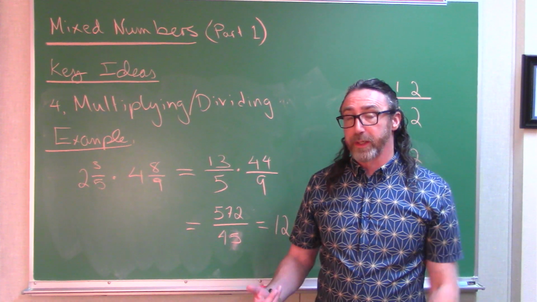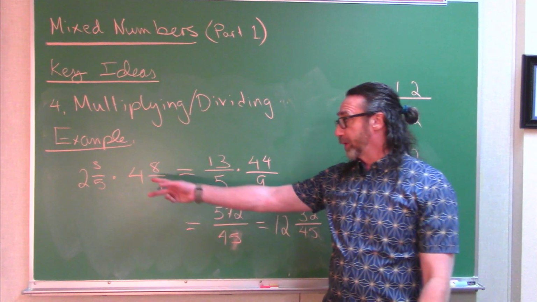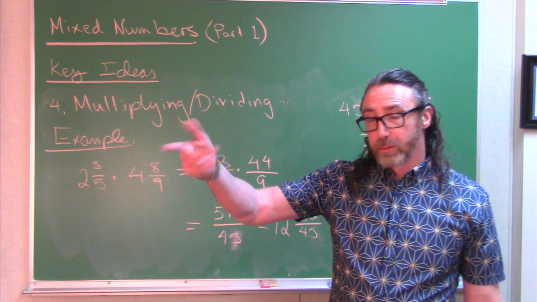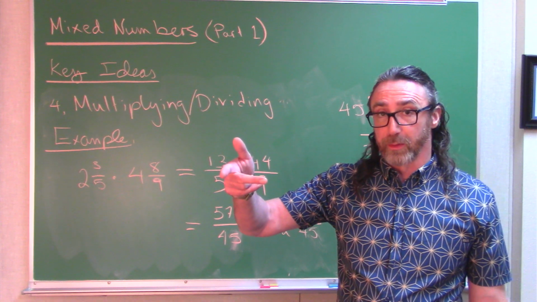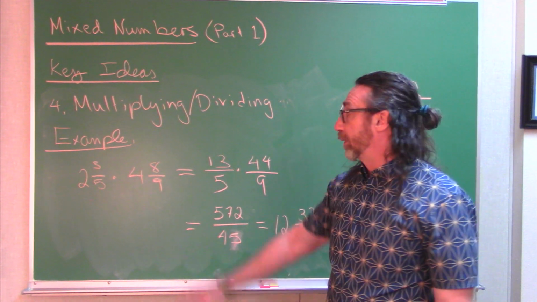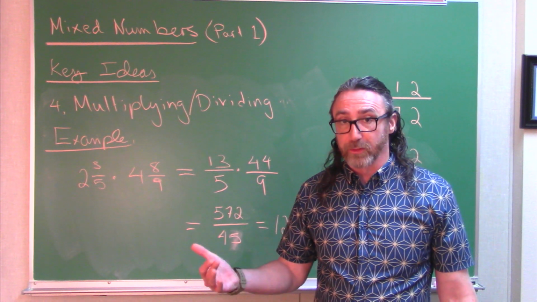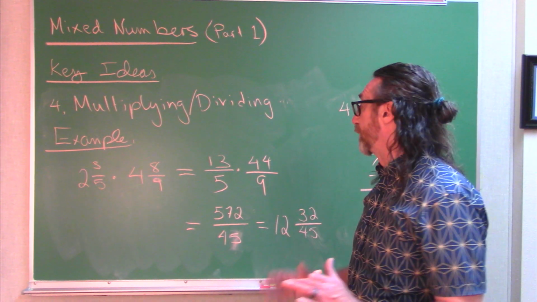We know how to multiply and divide fractions already. To multiply, straight across. How do you divide fractions? You multiply by the reciprocal, okay? So if you're dividing mixed numbers, turn them into fractions and divide the fractions. Okay, so we know how to do both of these things.